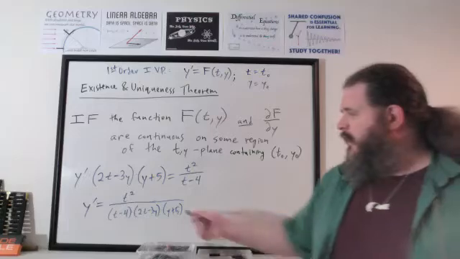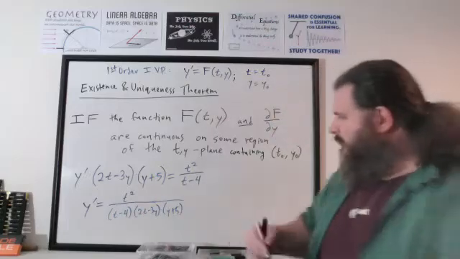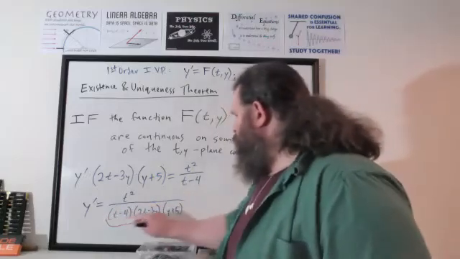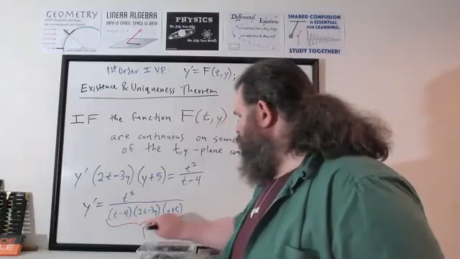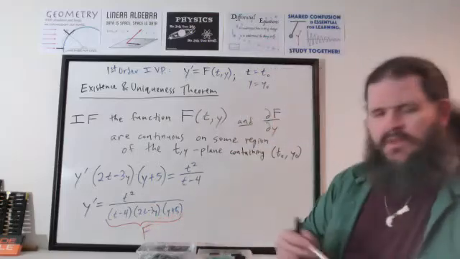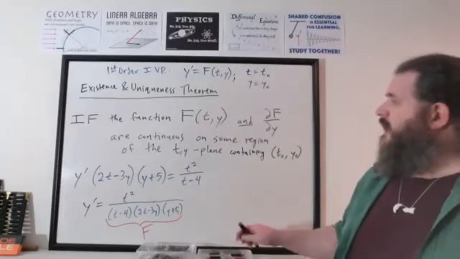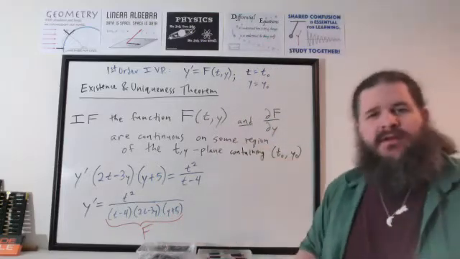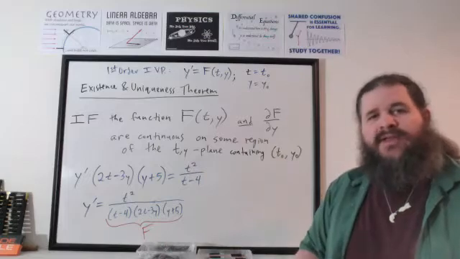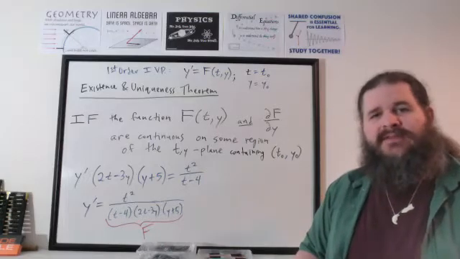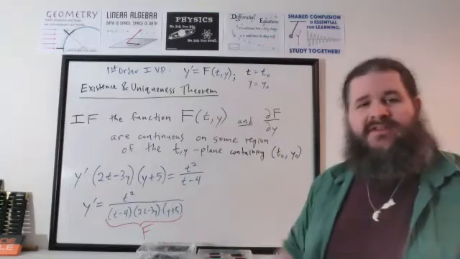So this would be our f of t,y, this whole thing. And the first thing we want to check is, where is that continuous? Or to put it another way, is there any place where it wouldn't be continuous? Are there any t,y values that would make discontinuities in this function?